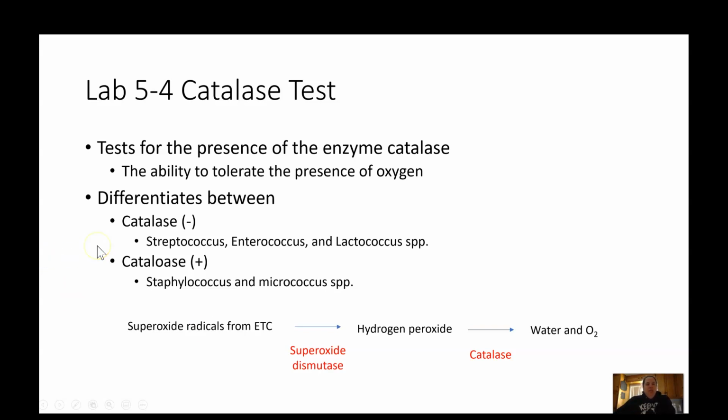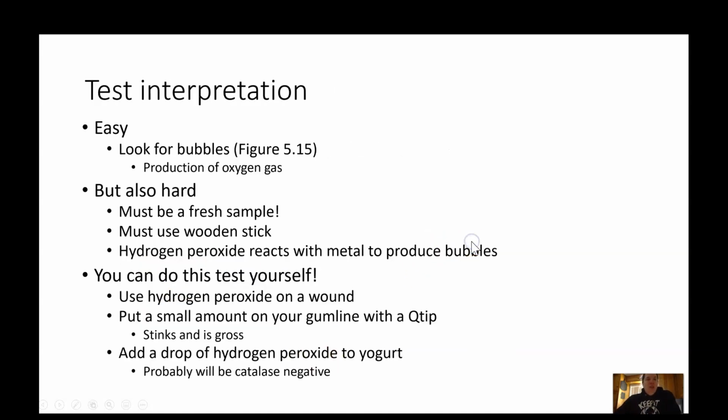So the catalase test is also a really handy test in terms of differentiating between two really important categories of bacteria. And that, of course, is strep and staph. So Streptococcus species are catalase negative. Staphylococcus species are catalase positive. So the test interpretation is easy on the one hand, because all you do is add hydrogen peroxide and look for bubbles. It's really, really straightforward.